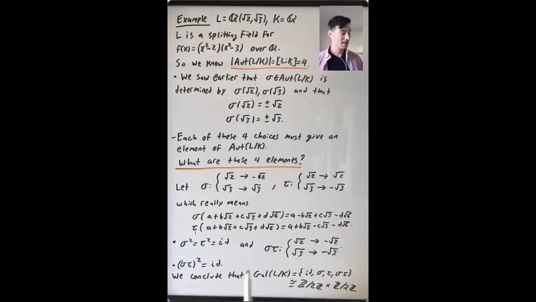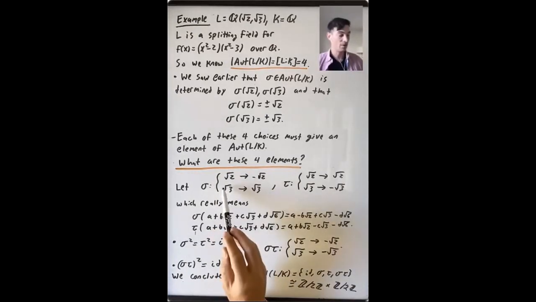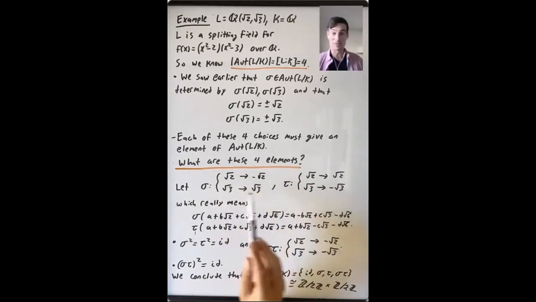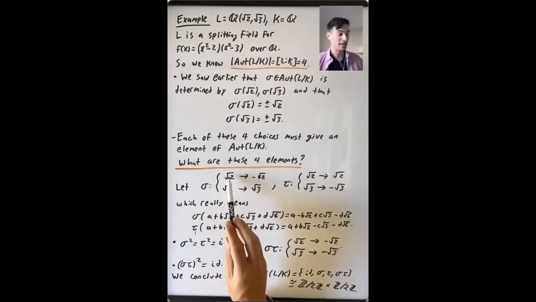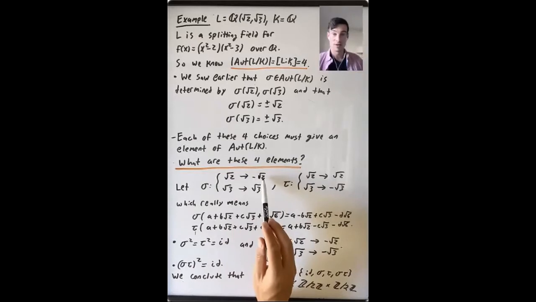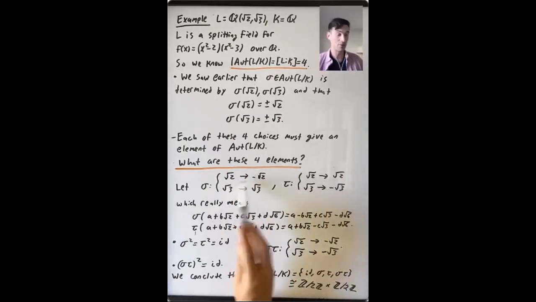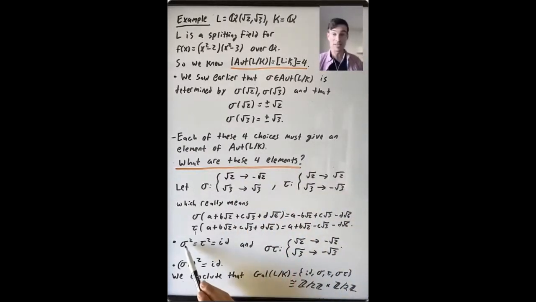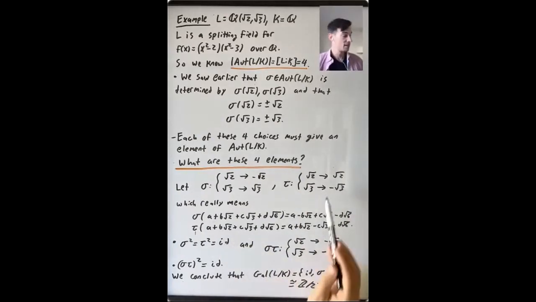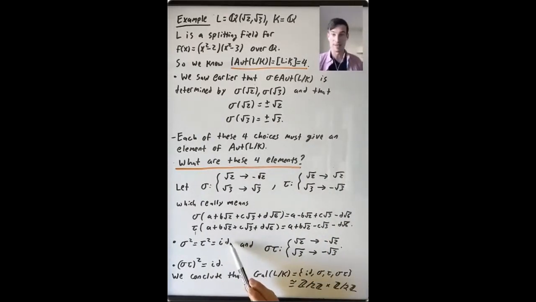Okay, it is clear that if you compose sigma with itself, if you do sigma twice, then, well, what does it do to square root of 3? It sends square root of 3 to itself, then it sends square root of 3 to itself again. It sends square root of 2 to negative square root of 2, but then it sends negative square root of 2 to square root of 2. So it sends square root of 2 back to itself. So you do sigma twice and you get the identity. Same idea, you do tau twice, you get the identity.